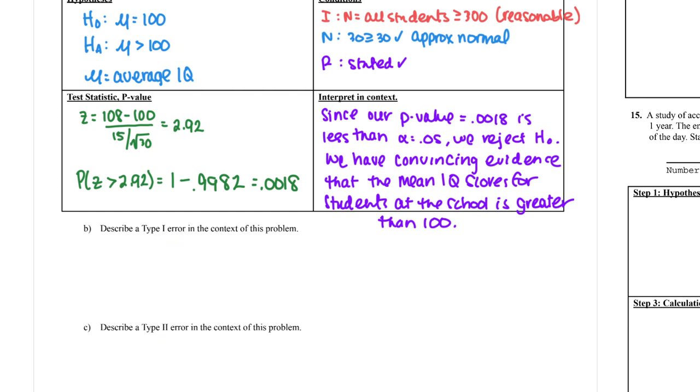A type 2 error is a false negative, meaning you think you didn't find anything, but you actually missed something. So in a type 2, this would be concluding that you don't have enough evidence to conclude that the mean IQ score is greater than 100, but it actually is greater than 100. You can also say concluding that the mean IQ score is equal to 100 when it's actually greater.